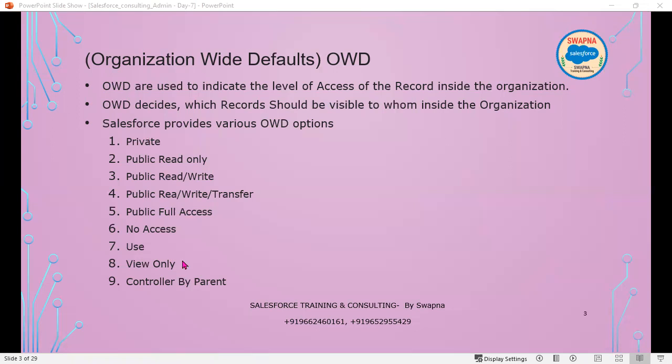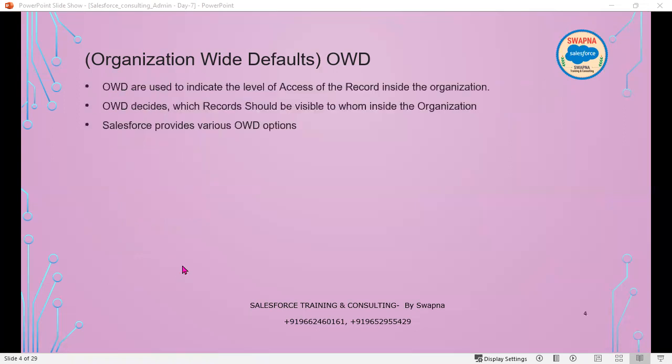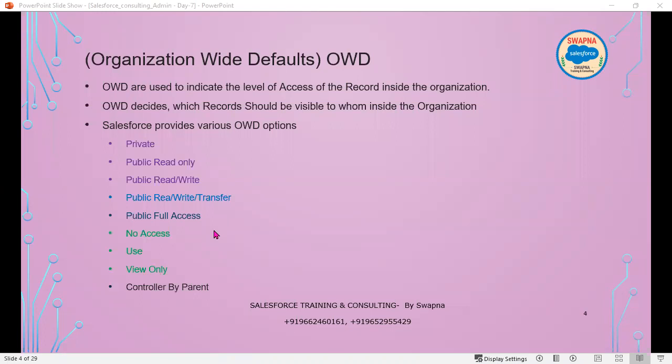Now let's see how we can use these options. We know that private, public read-only, and public read-write are basically three options used for different purposes. So far we have seen private, public read-only, public read-write, public read-write transfer, public full access, no access, use, view only, and controlled by parent.